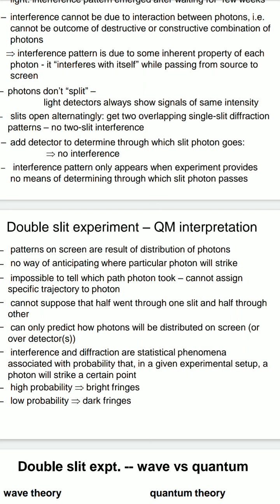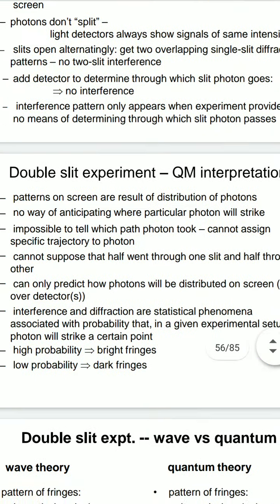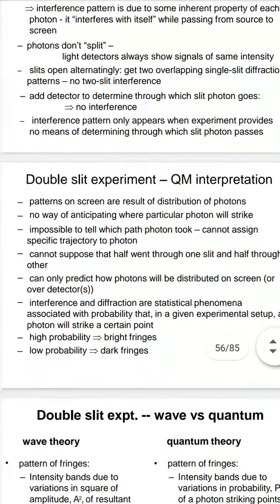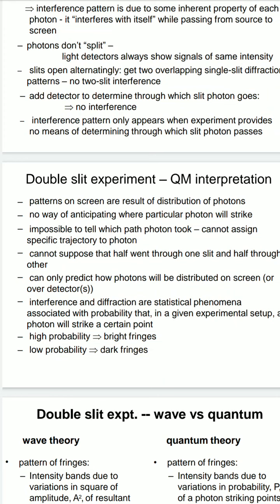What can we say then? We can only say the probability of the light beam passing through one slit and the other slit. Okay, so this is what we study here in quantum mechanical interpretation. So we can only predict how photons will be distributed on the screen. So this is the prediction. Probability only we can say. So interference and diffraction are statistical phenomena associated with probability. So here the probability comes into play.